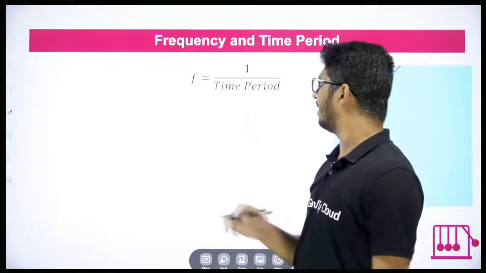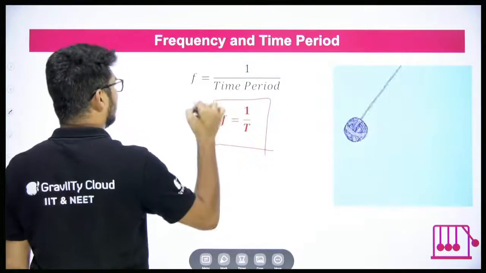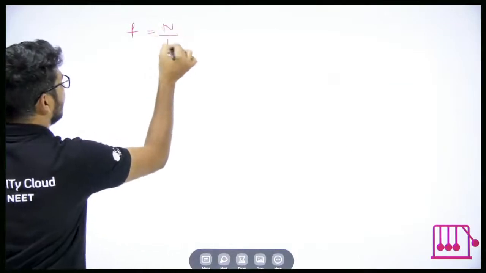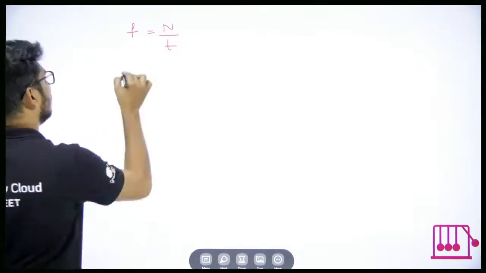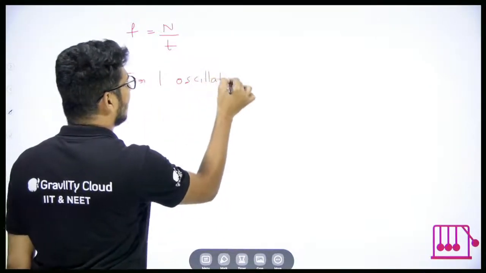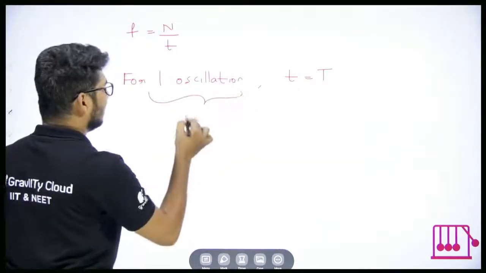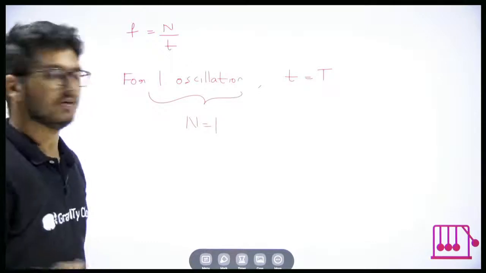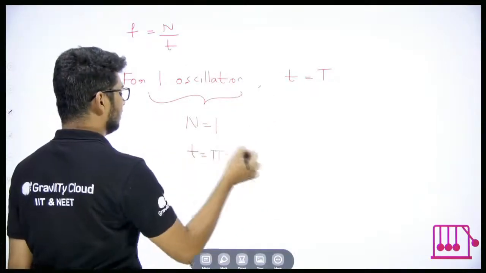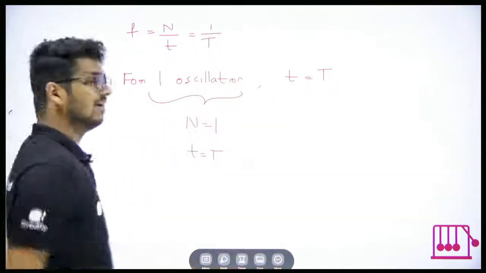Now there is an interesting formula between frequency and time period. Again, important. But how did we get this formula? I'll explain. What is the formula for frequency? Capital N by T. Simple. Now, for one oscillation, what is the time taken called? Time taken for one oscillation is called time period. So when I say one oscillation, N is equal to 1, the number of oscillations is equal to 1, and we got the time period as capital T.